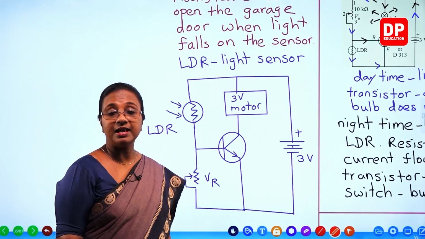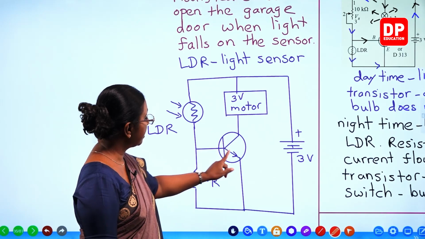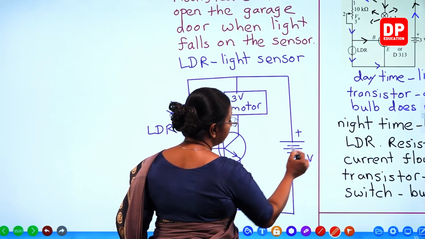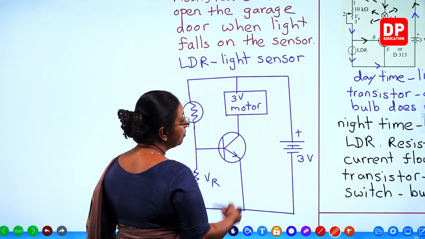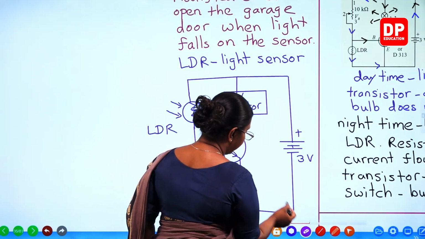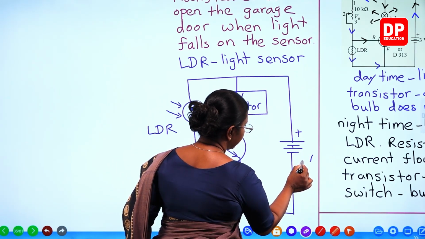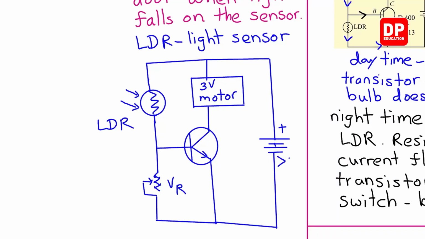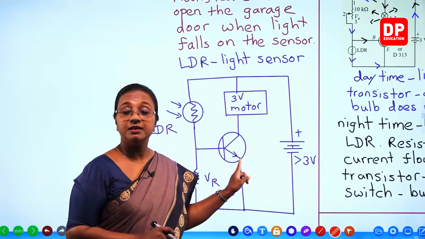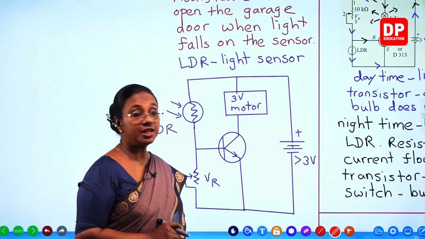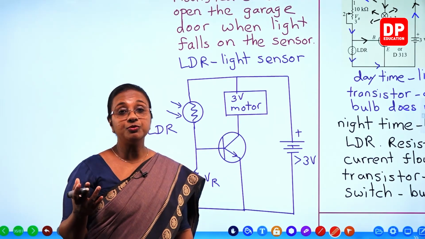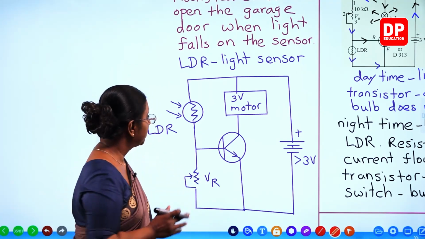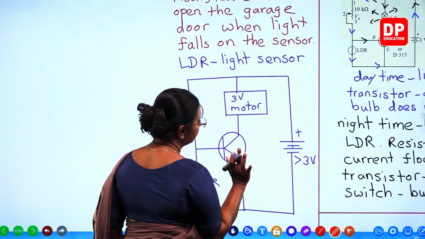But here there is something that we need to consider, students. We have the LDR, we have the transistor and a 3 volt motor. Then of course, instead of having 3 volts here, we will have to have more than 3 volts. So then I will change that as well. Instead of having 3 volts, I will say greater than 3 volt. Earlier we needed 3 volt batteries. Now we have an additional 3 volt motor. So we will have to go for at least a 6 volt battery or maybe even a 9 volt battery.